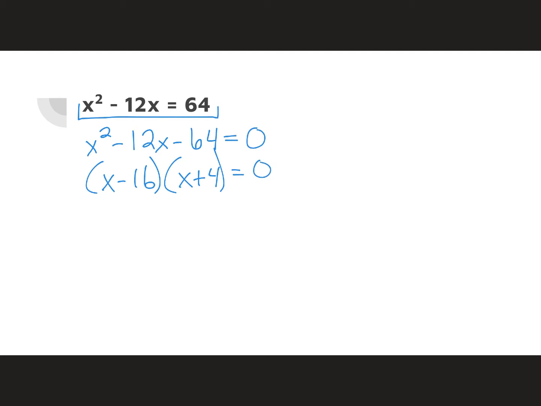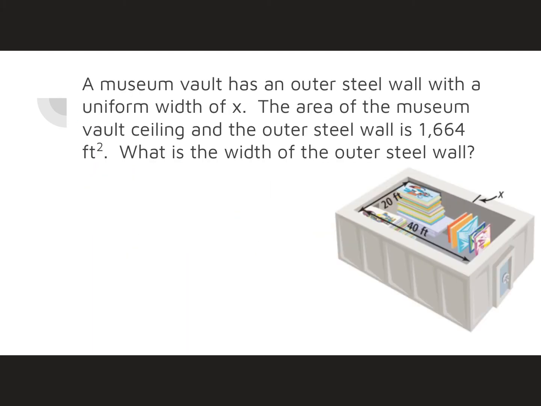Again, I'm going to use my zero product property. So x minus 16 equals 0, and x plus 4 equals 0. So here x equals 16, here x equals -4. Again, not that hard. Well, now let's look at a real-world situation.